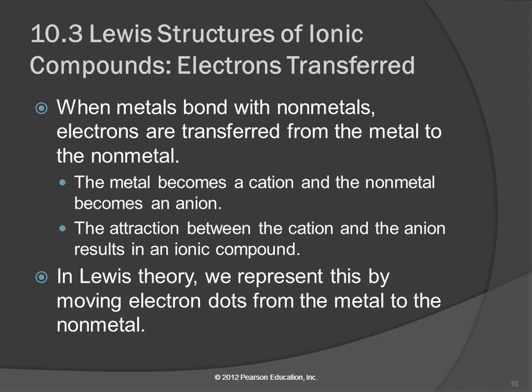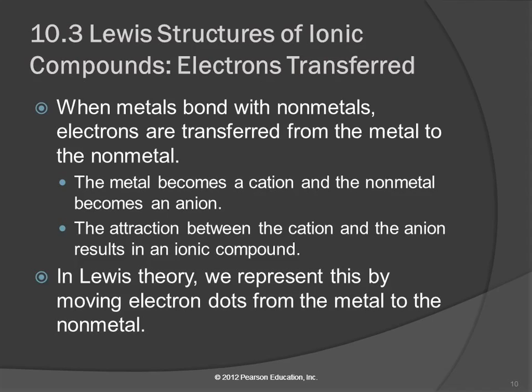So when we have metals bonding with nonmetals, the electrons get transferred. The metal gives electrons to the nonmetal, becoming a cation. The nonmetal accepts the electrons and becomes an anion. And the opposite charges then attract each other. So the ionic bond is an attraction between opposite charges.